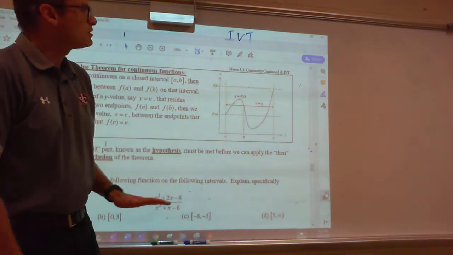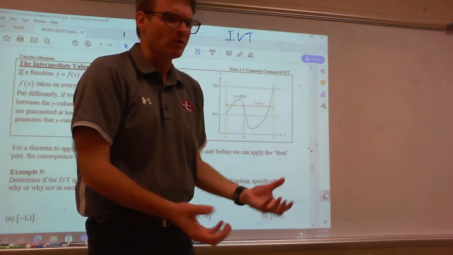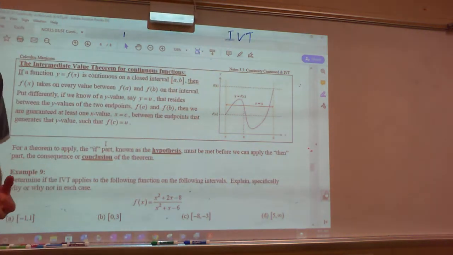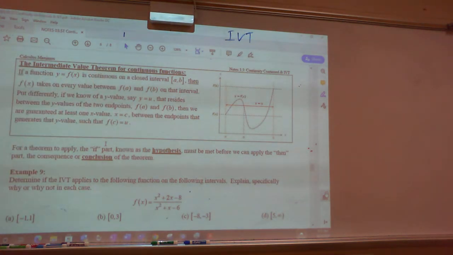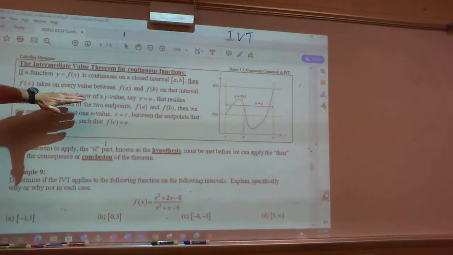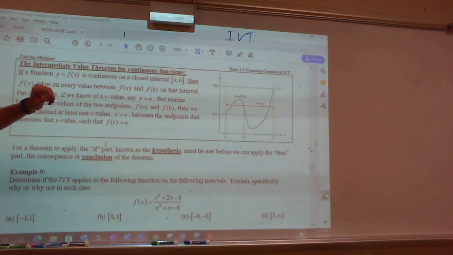Anybody that's had calculus, if you say IVT, they go, oh yeah, intermediate value theorem, because it's a big deal, all right? If we look at it, it sounds real official. It says, if a function y equals f of x is continuous on a closed interval, then f of x takes on every value in between f of a and f of b on that interval, all right?